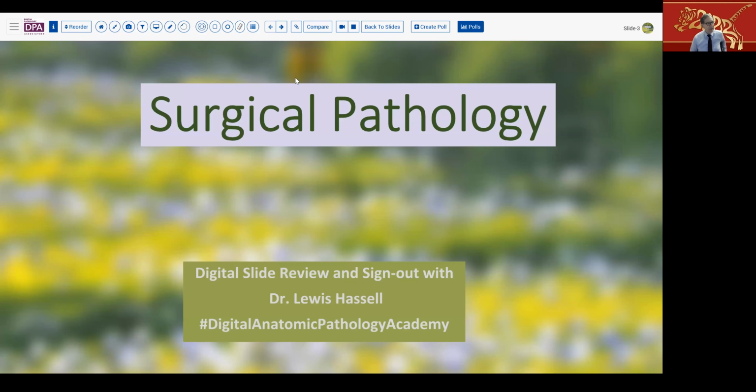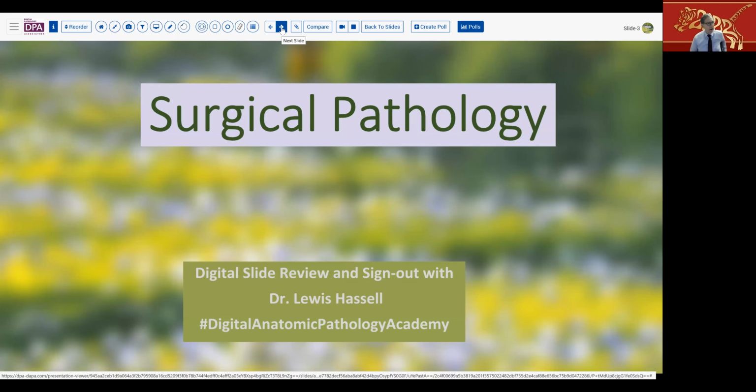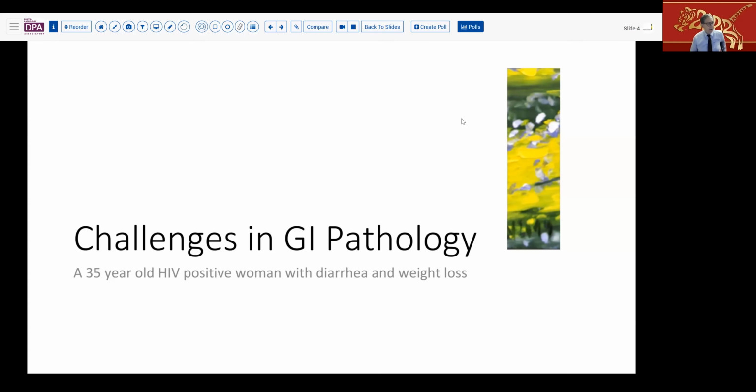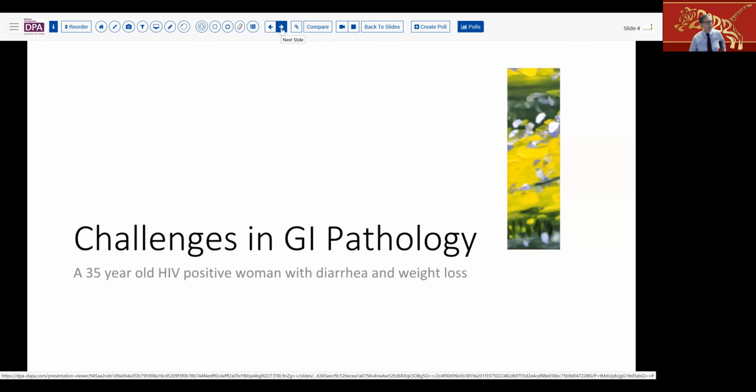And today our case comes from the realm of GI pathology. The patient is a young person, fairly young, mid-30s, a woman who has a history of HIV infection. Of late, she's had some significant diarrhea and weight loss, and there's been some concern about her compliance with her antiretroviral therapy regimen. And in fact, it appears as though her CD4 counts have dropped below what would be optimal for a person in her range.